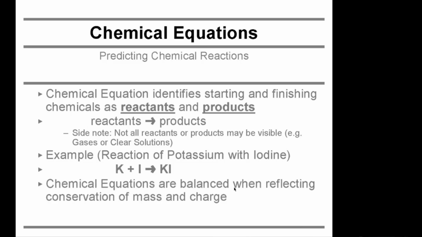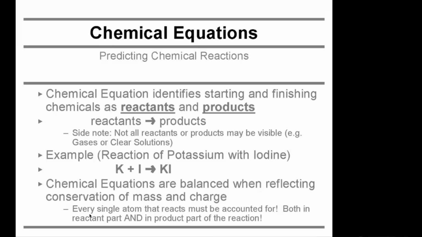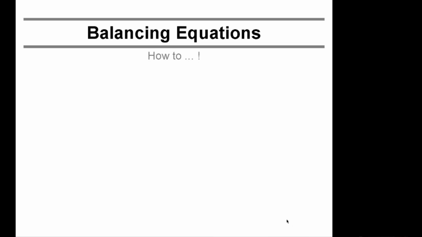Now, chemical equations are balanced. They need to reflect the conservation of charge and also the conservation of mass. How does this work? So every single atom that reacts must be accounted for, both in the reactant part, on this side of the arrow, and in the product part on that other side of the arrow. And we're going to walk you through this a little bit as a background. So, one semester of chemistry in one lecture session. That's something. All right.